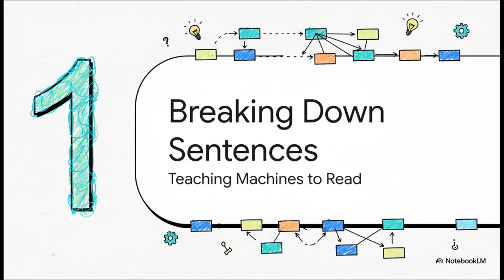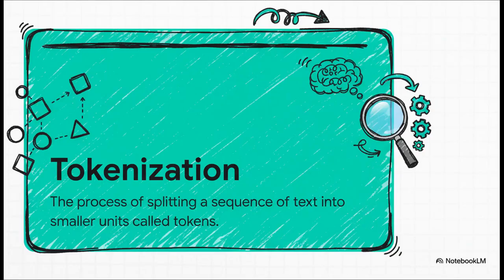All right, so the very first hurdle we have to get over is that computers don't see words or sentences like we do. They just see data. So to teach a machine how to read, we first have to chop our language up into little, manageable pieces. This first step is the foundation for absolutely everything that follows. And this first step has a name.